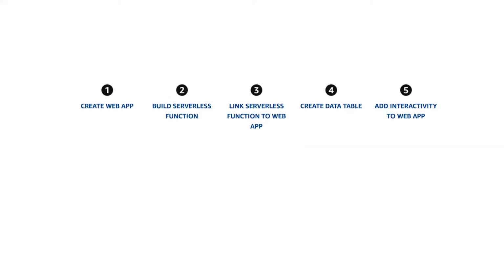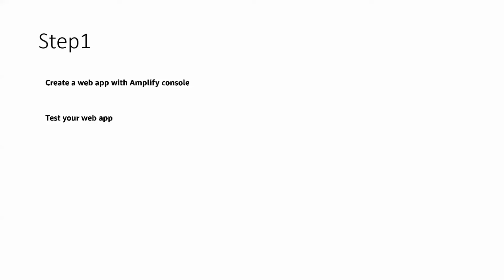So we will create a web app, then we will create a serverless function using Lambda. Then we will link the serverless function to the web app, and create a table in DynamoDB, and perform the interactivity between our web app, API, and the database. So we will start with the first step.